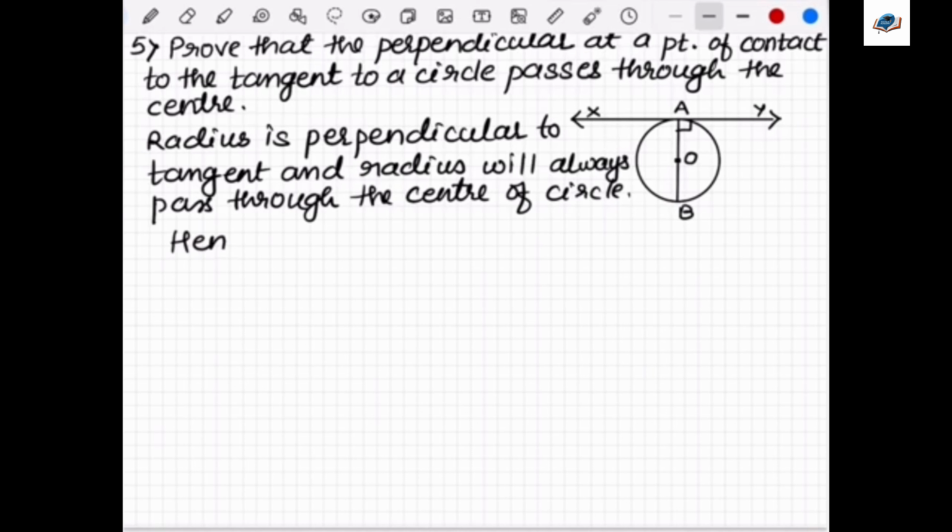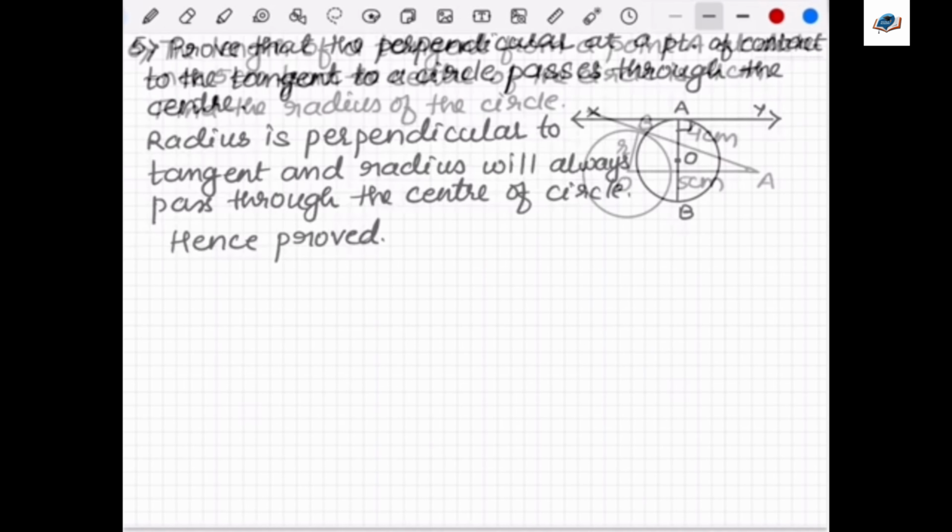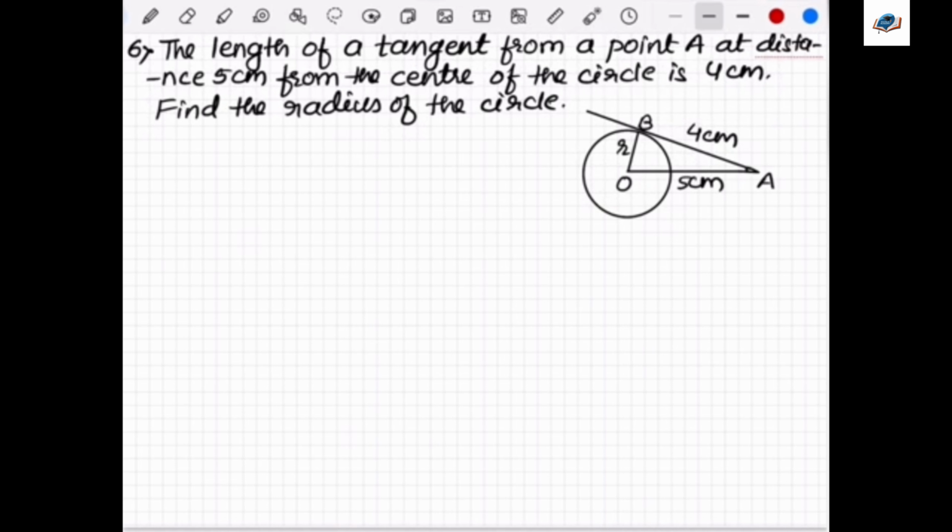Now the next question says: the length of a tangent from a point A at distance 5 centimeter from the center of a circle is 4 centimeter. See, here it is clear that O and A, the gap is 5 centimeter as it is on the straight line OA, and the tangent AB is 4 centimeter. So AB will be 4 centimeter. Find the radius of the circle.